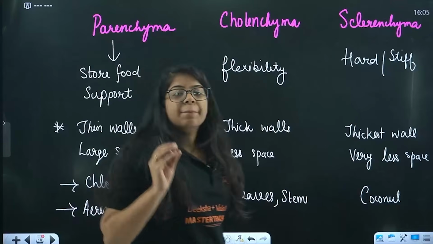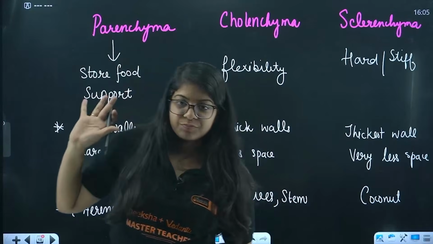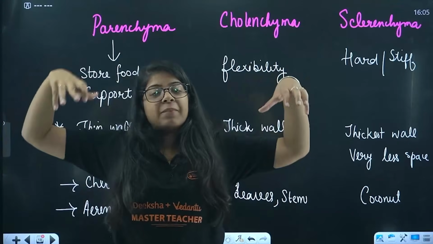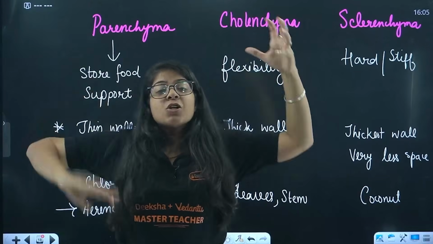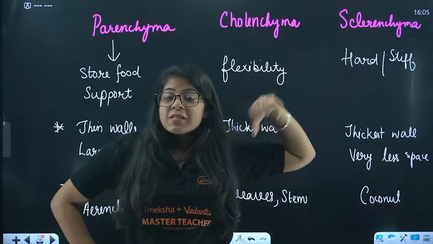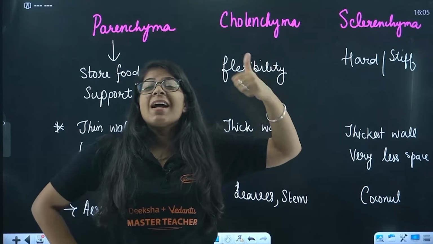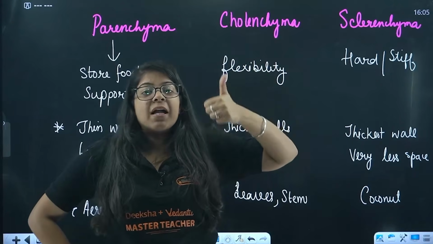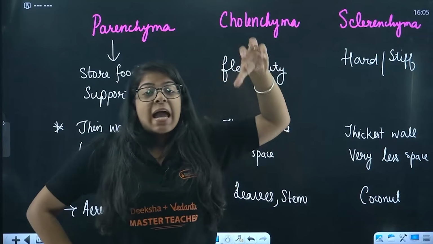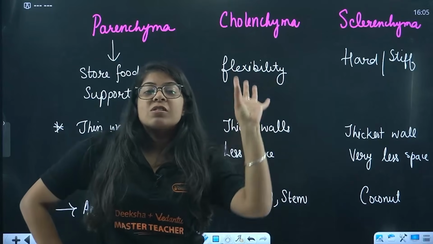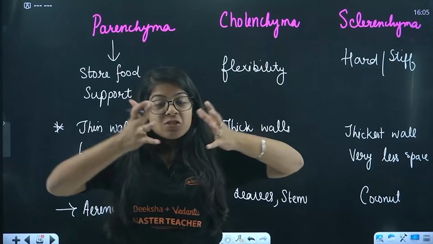So these were the main types of simple permanent tissue. Permanent tissue cannot divide, while meristematic tissue can divide. It has three types: apical, intercalary, and lateral. Apical grows at the tip of leaves or stems. Intercalary grows at the base of leaves, in the internodal region of the branch. And lateral means the width of the tree.